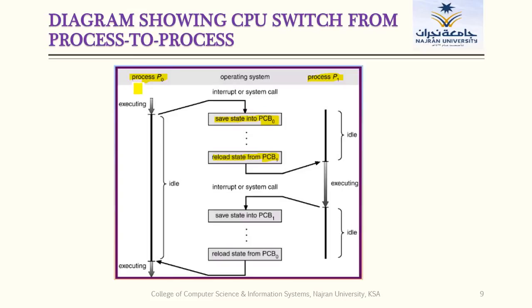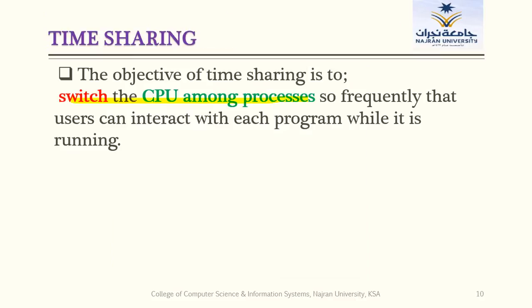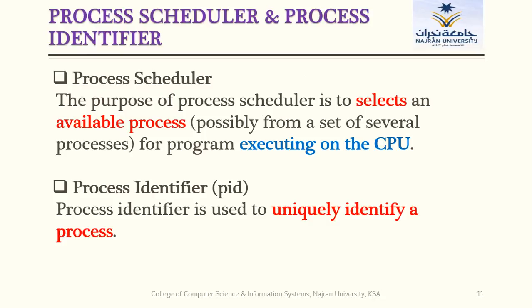Here is an example of only two processes, but actually in our system we have many processes currently running. So how does the CPU switch from one process to another process? It's very fast. This concept is called time sharing, that we are sharing the time of the CPU. Then at the end we discussed in the first session of lecture number 4 the process scheduler and process identifier.